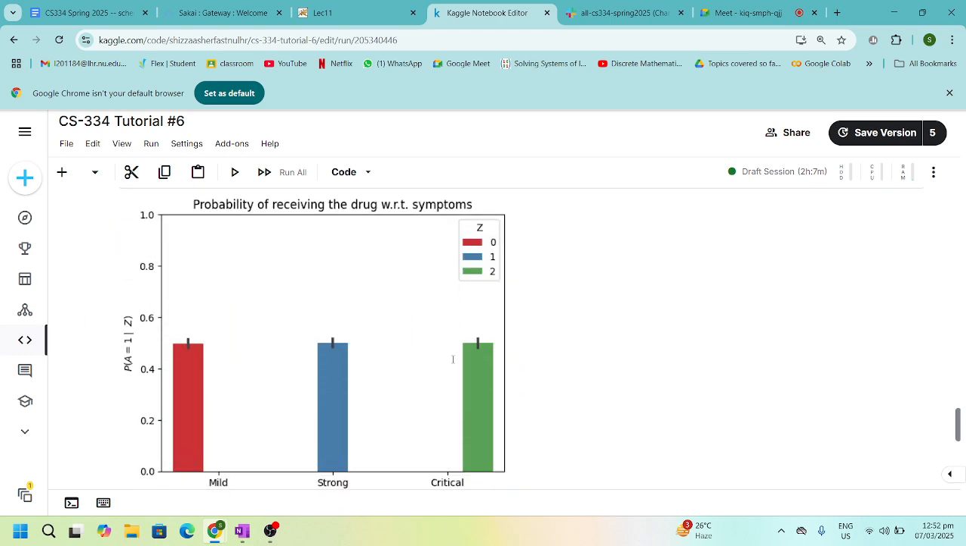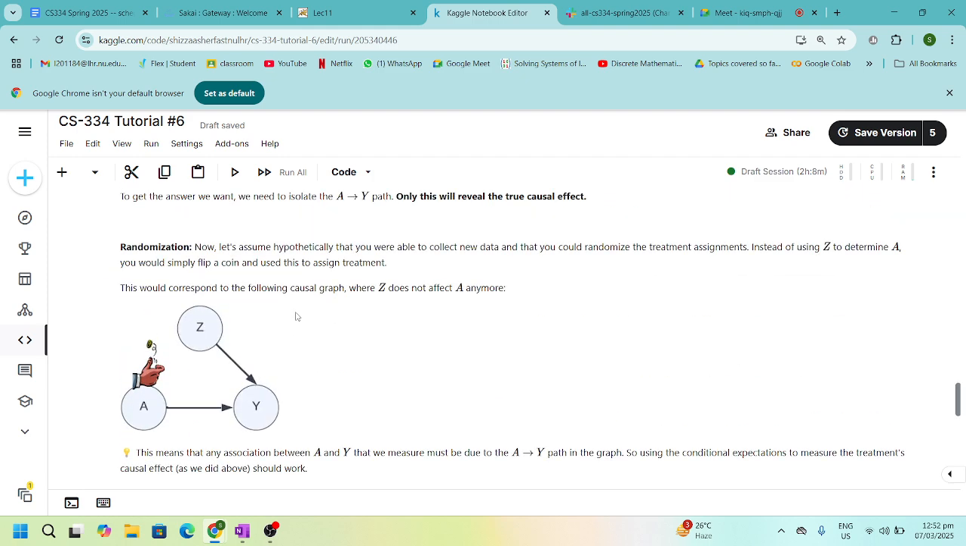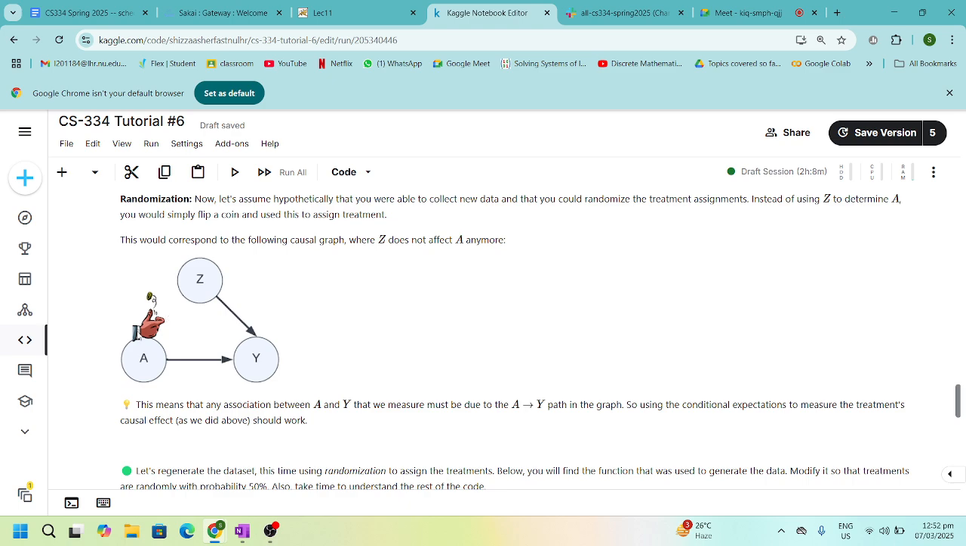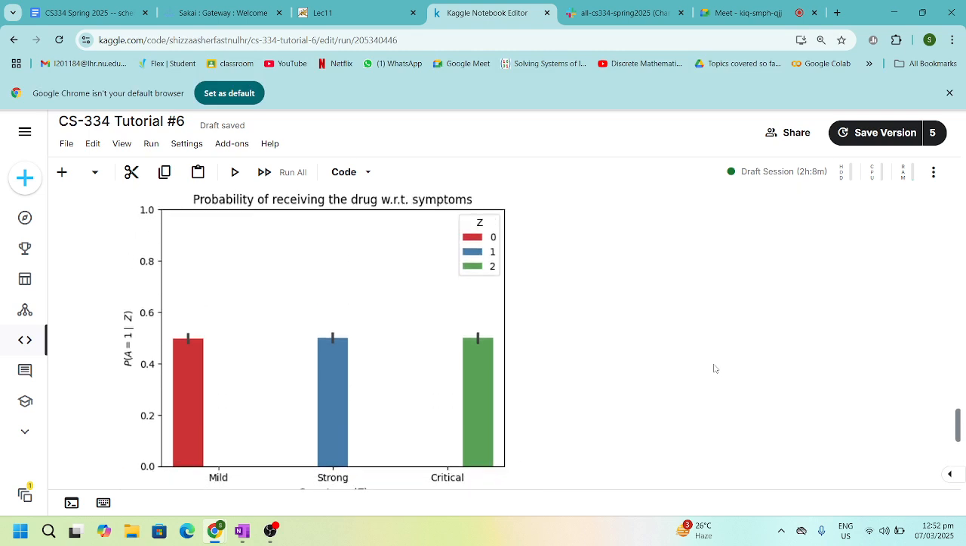After this, let's generate our same graph again. The probability of receiving the drug with respect to the symptoms. So again, I have Z on my x-axis, where Z can either be mild, strong, or critical. And then on the y-axis, I have the probability of the person being assigned to the treatment group. And now they're all 50%. Essentially, the arrow that was between Z and A, we have removed it, and now we're just tossing a coin and randomly placing people in each group.